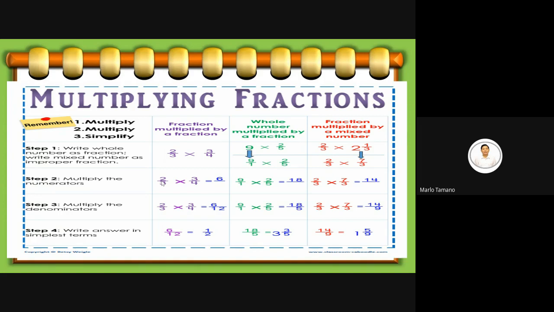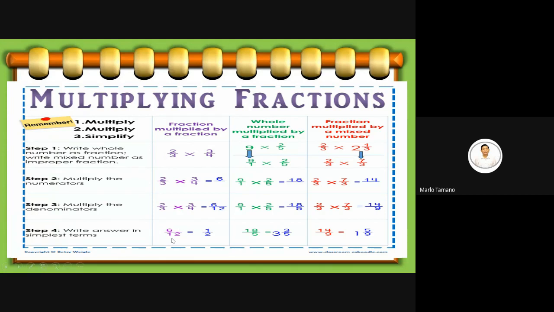Okay, step number 2. Let us now proceed to step number 2, multiply the numerators. So, imo-multiply nyo lang po yung numerators nila. So, 2 times 3 is 6. Then step number 3, multiply the denominators. 3 times 4 is 12. Our new fraction is 6/12. 6/12 na po.